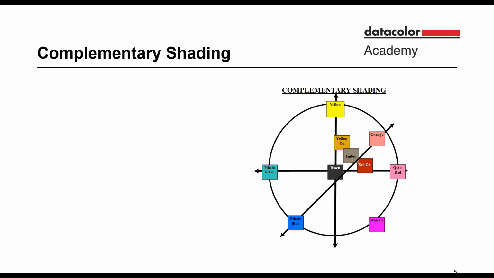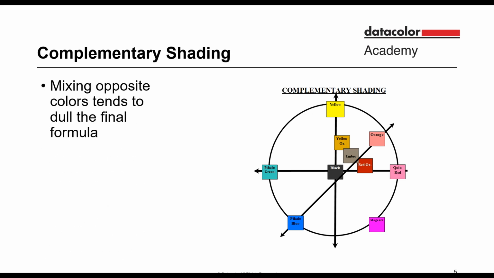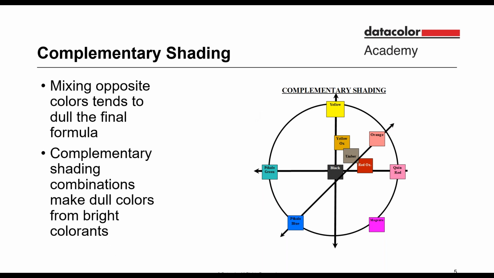So the next thing I'd like to touch on is something called complementary shading. And complementary shading is basically mixing colors that are opposite. And when you do this, it tends to dull your final formula. A complementary shade, for example, as you can see here, would be mixing phthalo blue with orange, or green with red, yellow with any blue. This tends to dull the final formula. Also, it makes dull colors from bright colors.